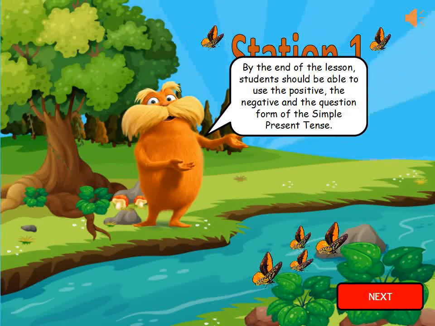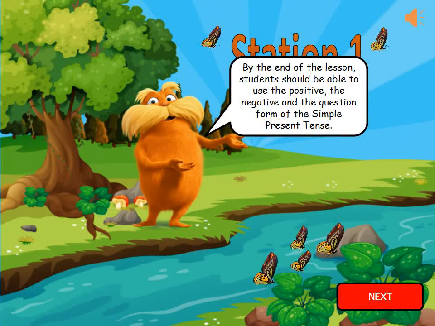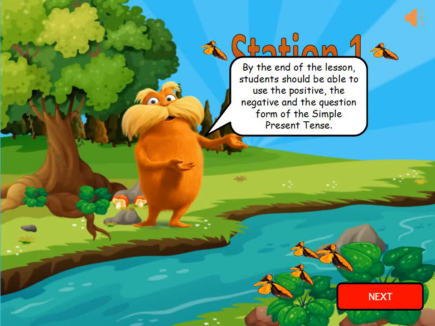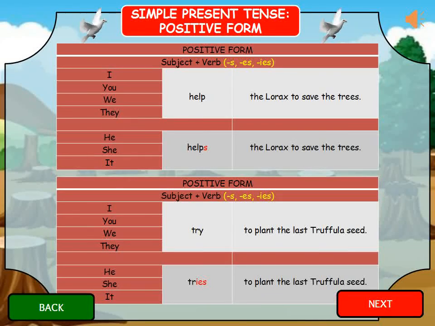By the end of the lesson, students should be able to use the positive, the negative, and the question form of the simple present tense. Simple present tense positive form. Two types of subject. One is singular, one is plural.